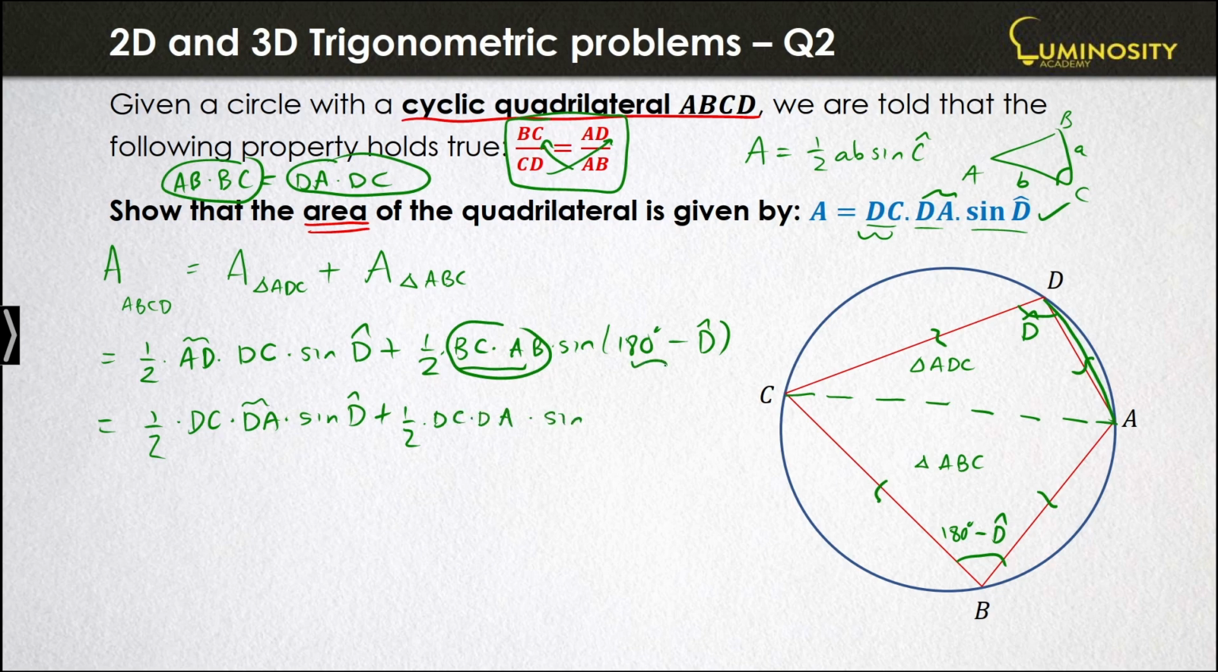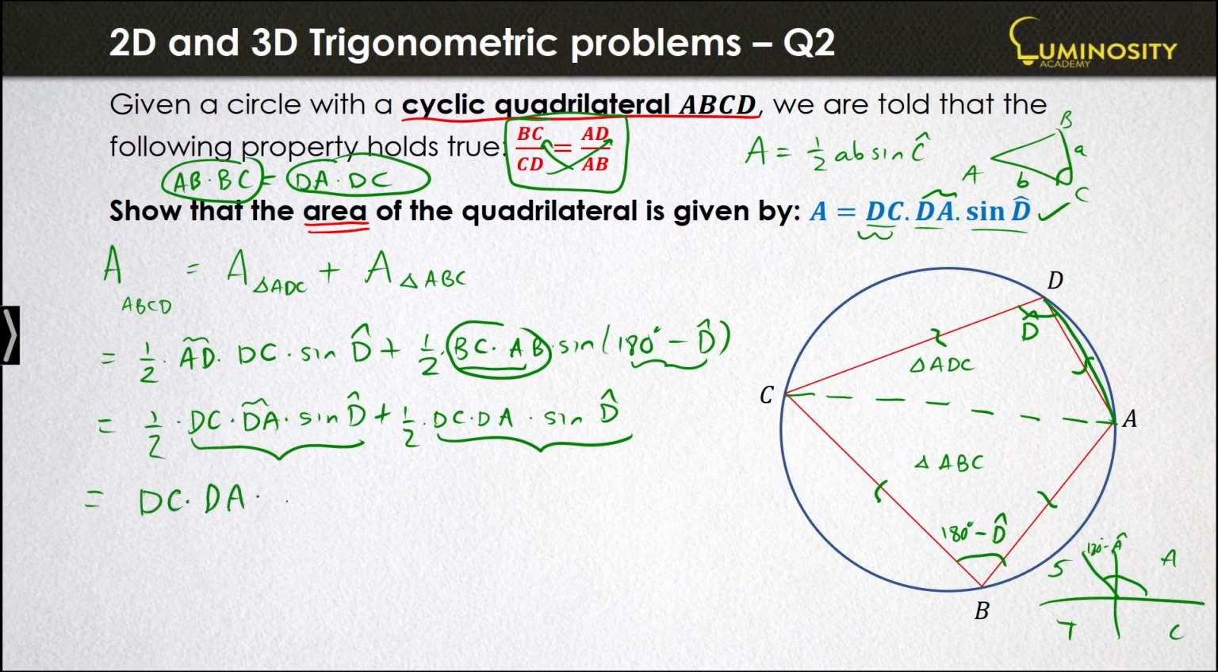Now, 180 degrees minus an angle. If we look at our CAST diagram, that's going to be in this quadrant here, 180 degrees minus angle A. And that is in the second quadrant where sine is positive. So by reduction formulae, this is going to be sine of angle D. So I have half of this exact expression plus a half of that exact expression again. So I have two halves, which makes one whole piece when I add them together. So that's DC times DA times the sine of angle D. And that's exactly what we wanted to prove.